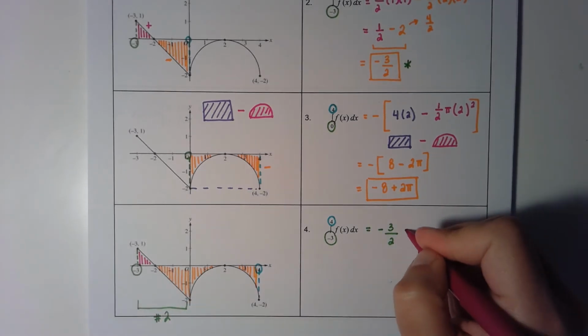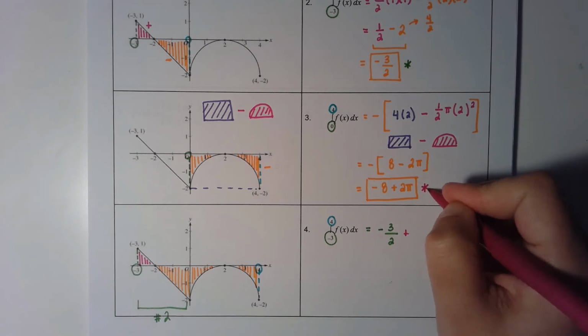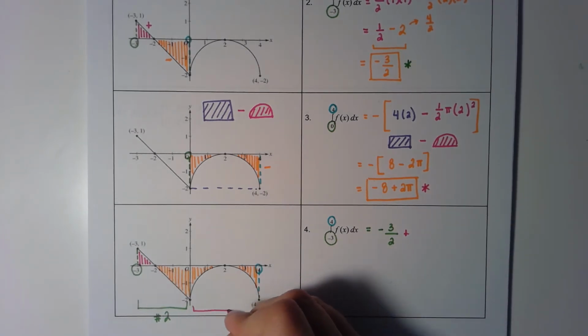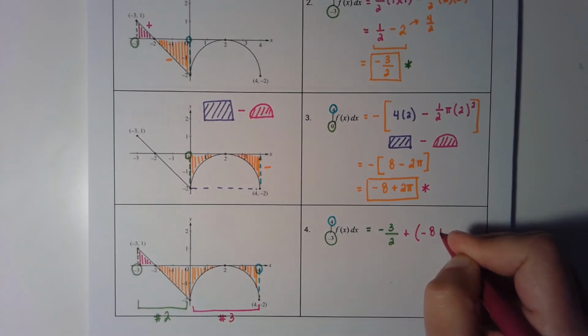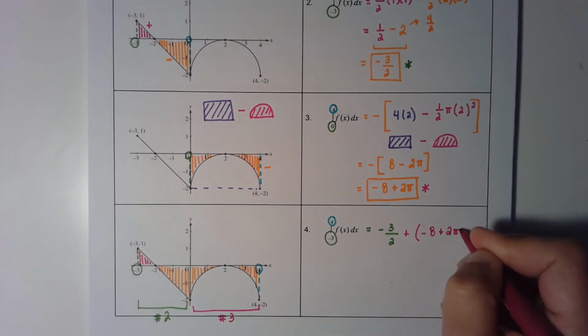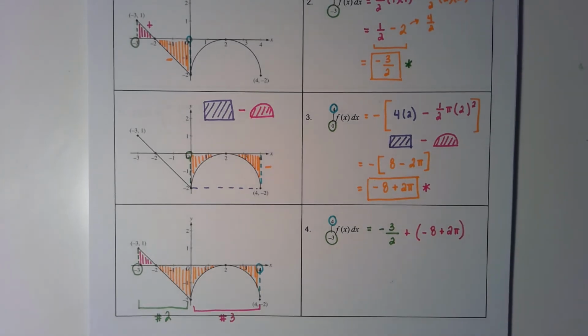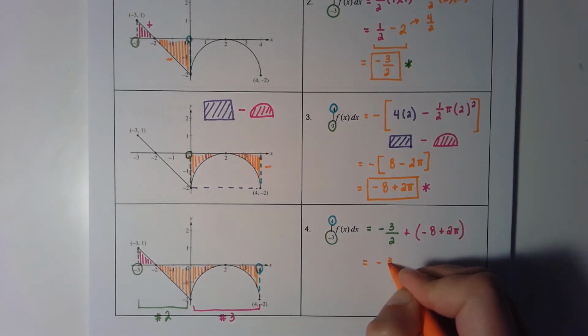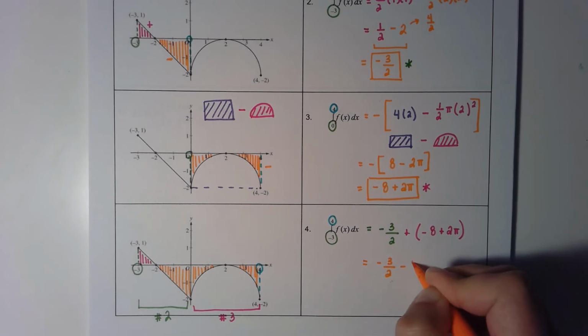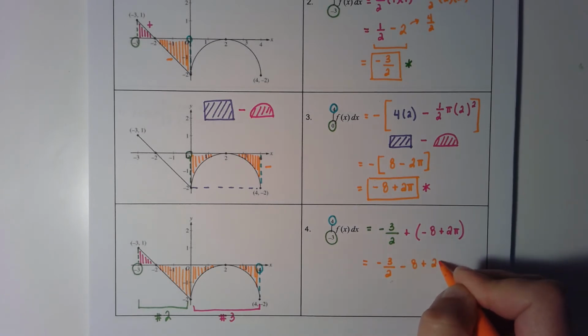Plus, then we can also take and add in the area that we found in number 3. So this is the area that we found in number 3, which is negative 8 plus 2 pi. And so we're going to be able to find this answer without doing a whole lot of extra work because we already have those numbers to work with. So my answer then is going to be negative 3 over 2 minus 8 plus 2 pi.